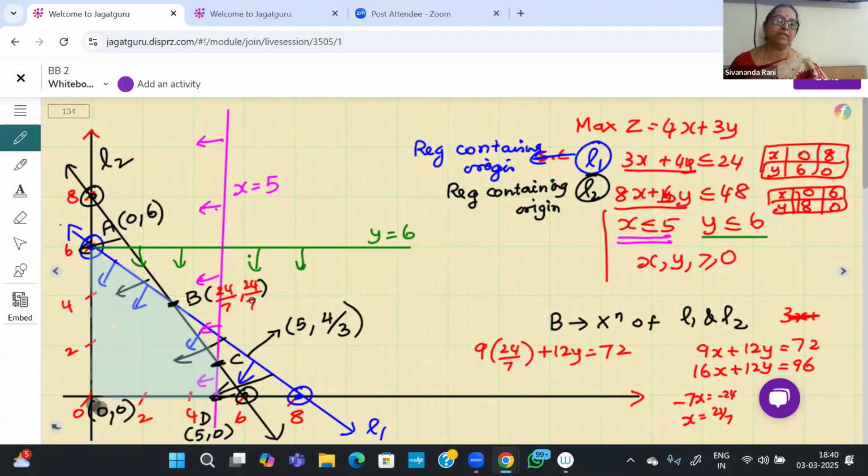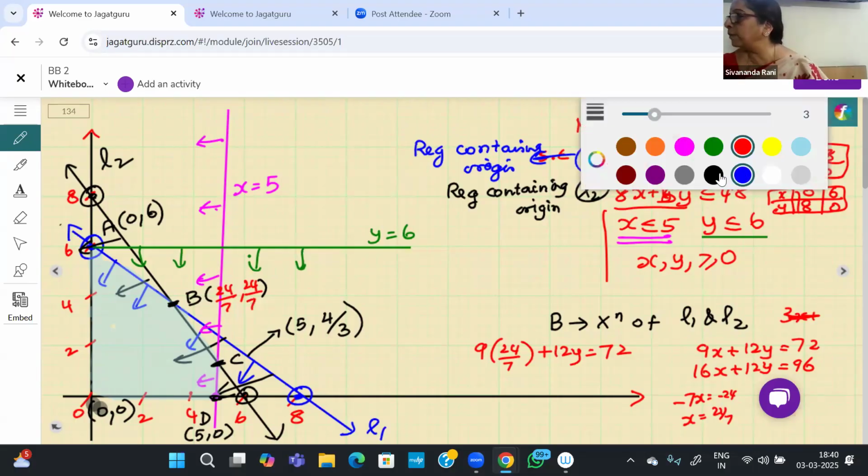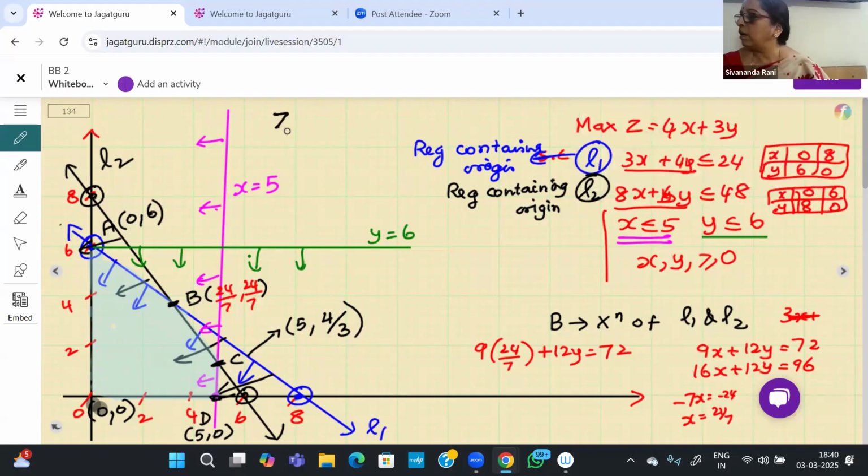How many of you got these points correct? Origin 0, 0, and then one more point is 5, 0. Other one is 5, 4 by 3, and 24 by 7, 24 by 7. And then A is nothing but 0, 6. At these values, I need to find the Z at origin, Z at B, 24 by 7.